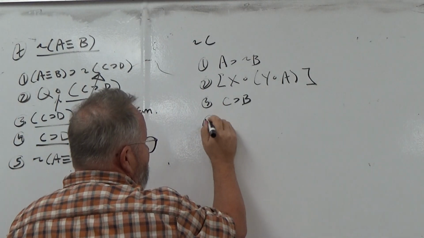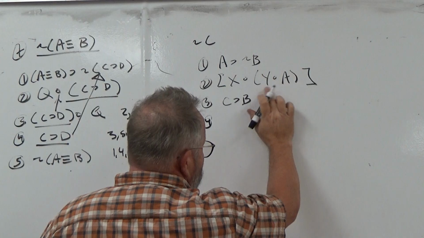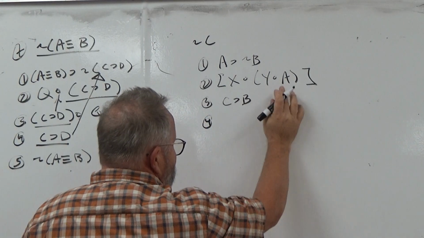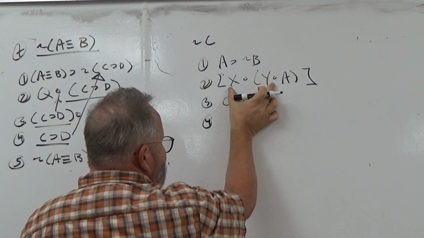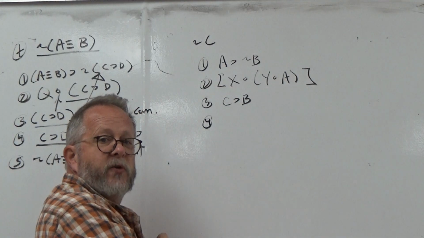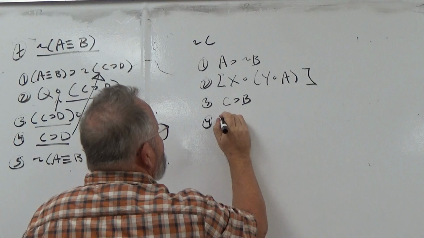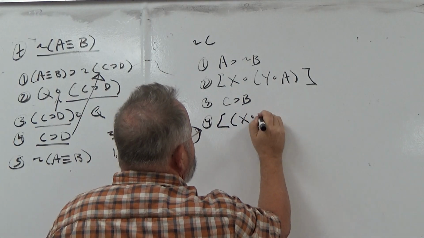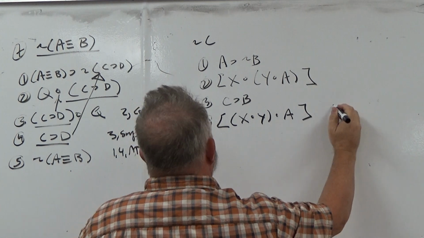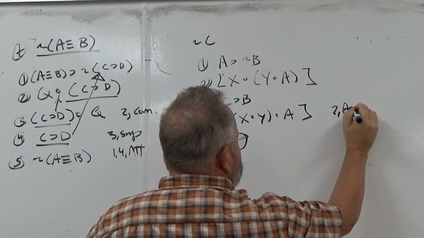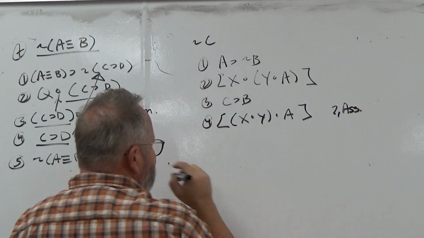First thing I'm gonna do is I'm gonna get the A by itself. See how it's joined with the Y right now? So I'm gonna isolate the A. And so what I'm gonna do is I'm gonna move these brackets, and that's the rule associativity, okay? So what I get then is X and Y and A, okay? And that's from 2 by associativity, okay?